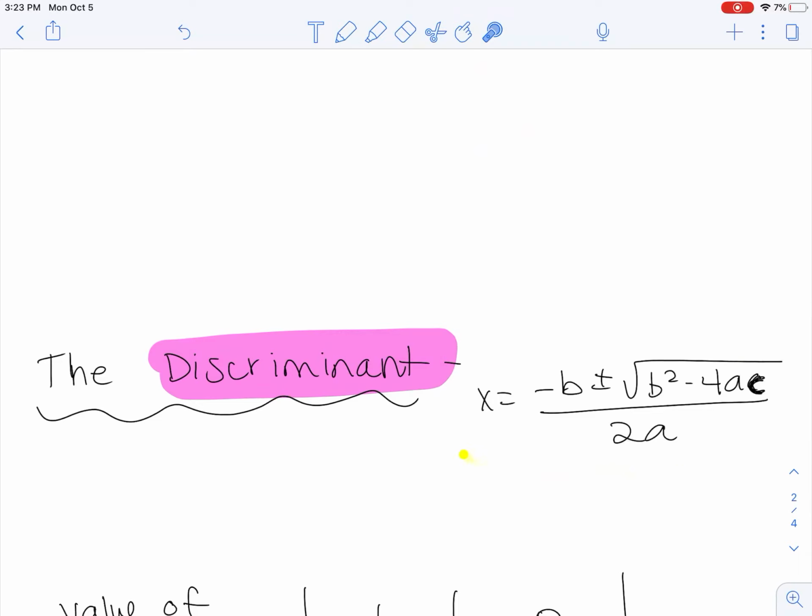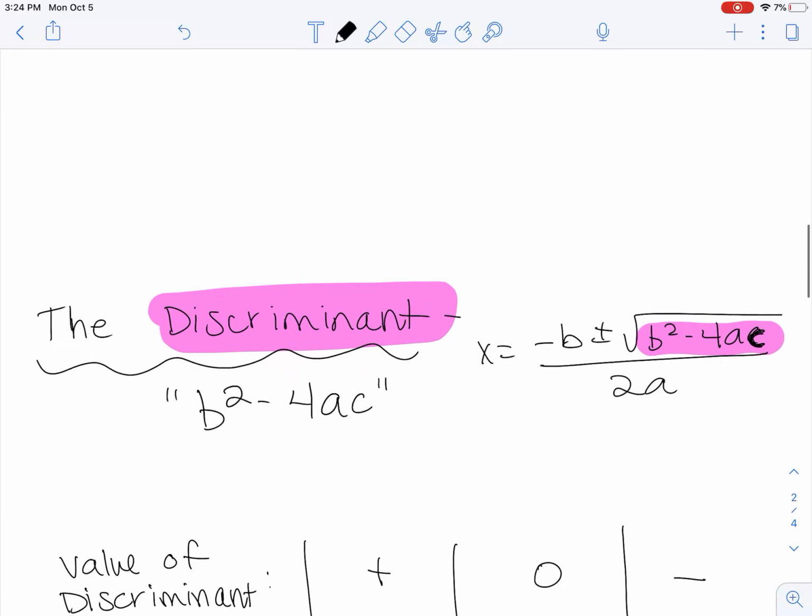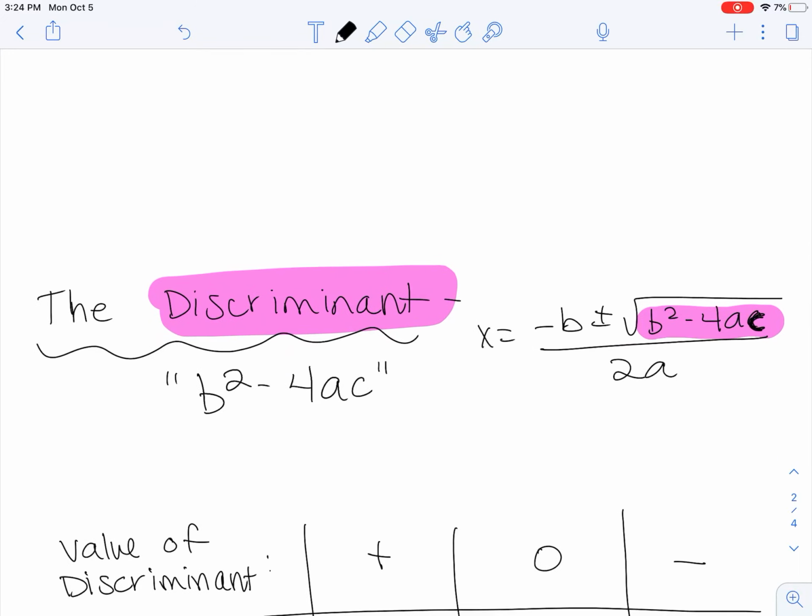Here's our quadratic formula. The discriminant is this little piece inside the root, the b squared minus 4ac. So again, the discriminant is just b squared minus 4ac. It's the stuff under the square root. And here's the thing. When we look at the discriminant, there can be 3 values of a discriminant. Once we put the values of a, b, and c in, it could be positive, it could be 0, or it can be negative. And whether or not it's positive, 0, or negative tells me different information about it.